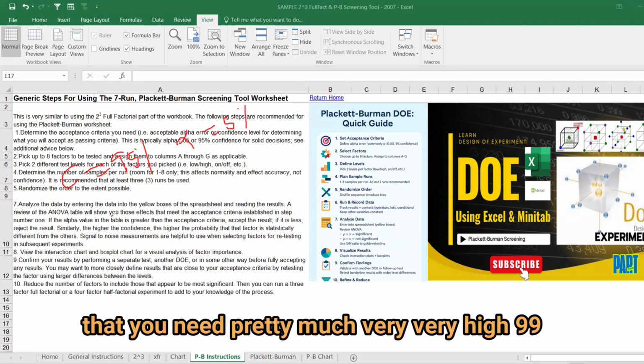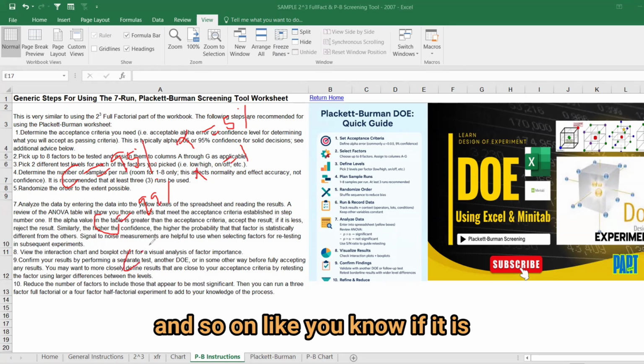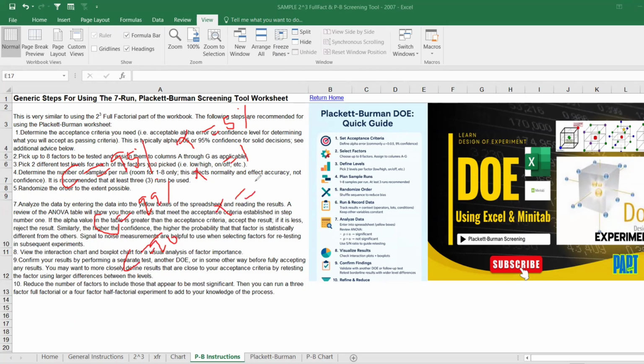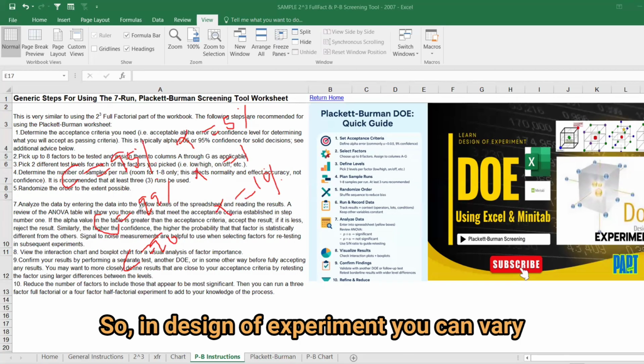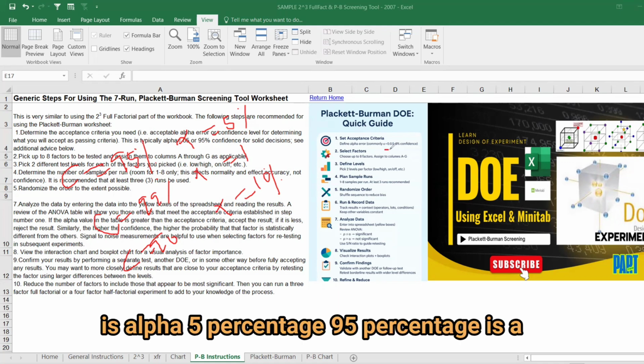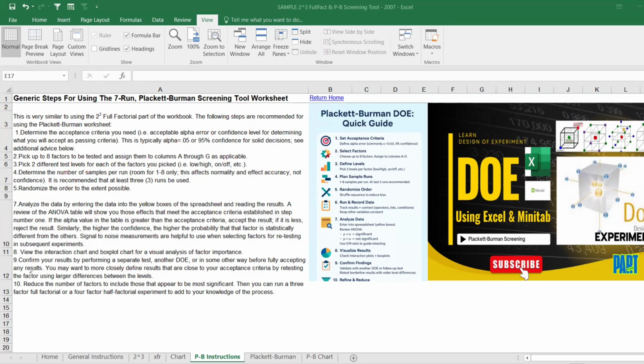Let's assume that you need a very, very high 99 percentage. That means the risk is 1%, and so on. Like, if it is 90 percentage, the risk you will be living with is 10 percentage, right? So in design of experiment, you can vary based on your requirement, but the default value generally we use is alpha 5 percentage, 95 percentage is the confidence interval, right?